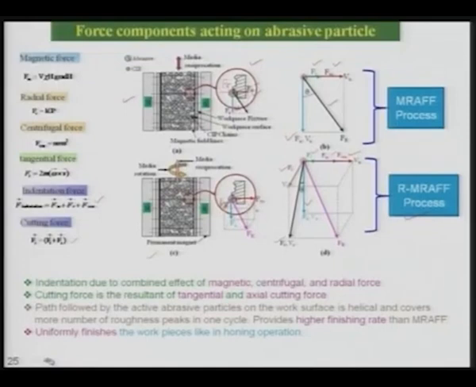Secondly, you get a uniformly finished surface of the workpiece as compared to the MRAP process, and it is something very similar to the honing process, where you have the cross hatch pattern. In this particular process also you get the cross hatch pattern, as I will show you later on with the help of the SEM photograph. It generates a cross hatch pattern which helps in oil retention, especially in case of bearings etc., where oil should be retained in the bearing for minimizing or reducing the friction. This kind of cross hatch pattern surface is more useful than other surfaces.